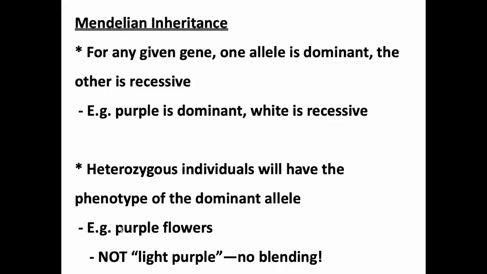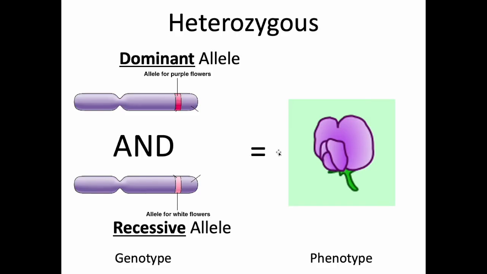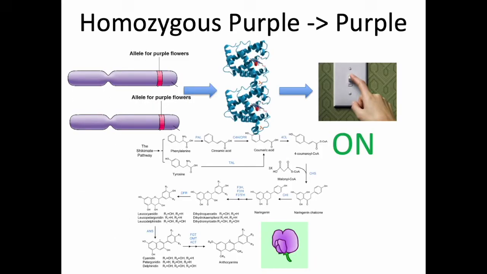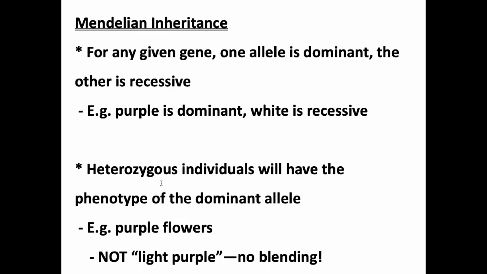Example with pea plants: because purple is dominant, heterozygous individuals are going to have purple flowers. Importantly, there is no light purple. There is no in-between. There is no blending here. The heterozygous purple is just as purple as the purple of the homozygous. Again, you don't take the average or anything like that. It's either purple or white. Two options here. The heterozygous individual looks exactly like the homozygous purple individual.